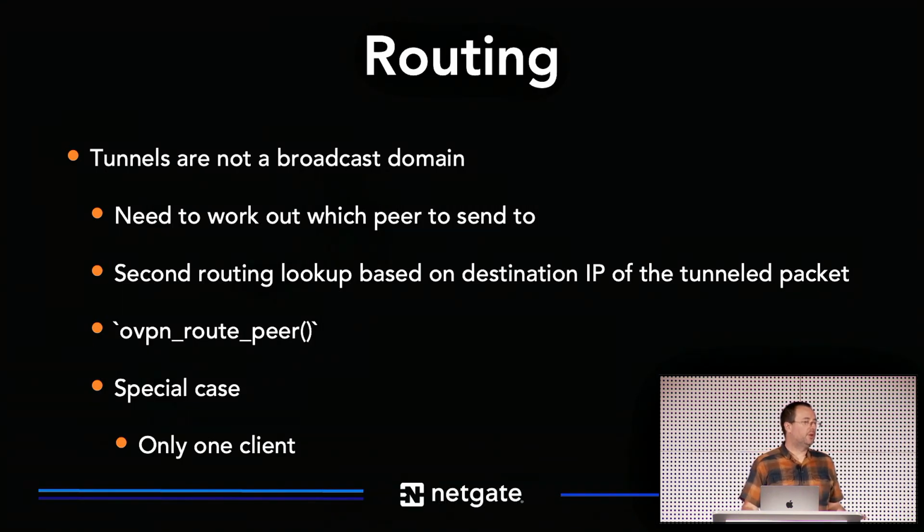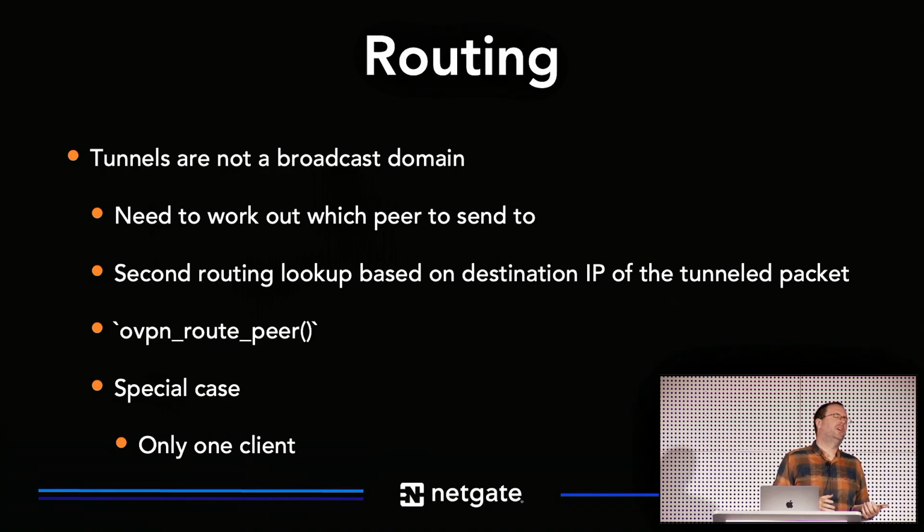There is a special case for this. If we only have one peer, one client, one peer, the most common scenario where this is going to happen is you're an OpenVPN client, you're connected to a server, you only have one peer, the server. In that case, we don't bother with a route lookup. If we've decided that it needs to go through this particular OpenVPN tunnel, we just ship it off to the server, and the server can deal with it.